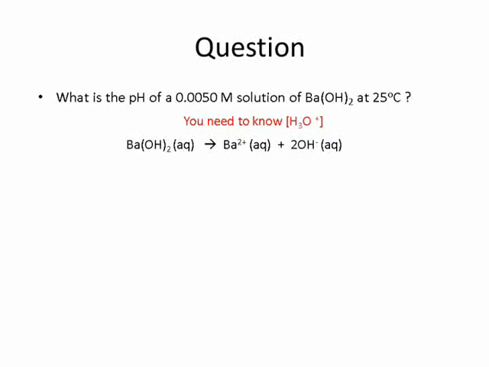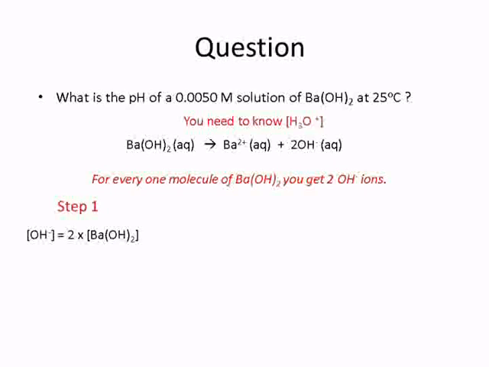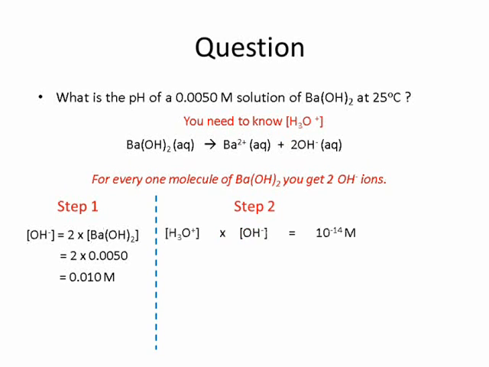When we put barium hydroxide into water, it breaks up to give us barium ions and 2 hydroxide ions. So if we're going to calculate our concentration of hydroxide, we must remember that we get 2 OHs for every barium hydroxide. So our first step was to calculate the concentration of hydroxide ions. Hydroxide ions in this case will be twice the concentration of the barium hydroxide, which is twice that 0.005, which is 0.01. The second step in the procedure was to use our ionic product to turn that into a concentration of H3O+.